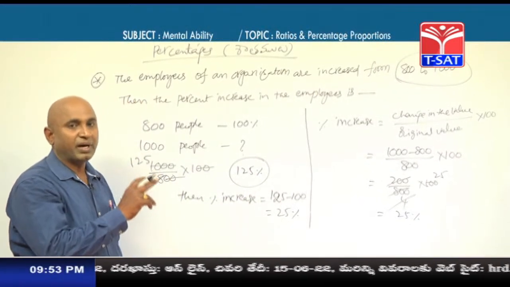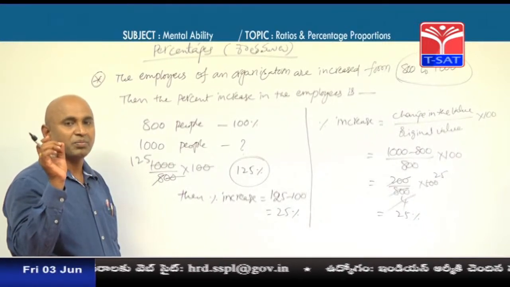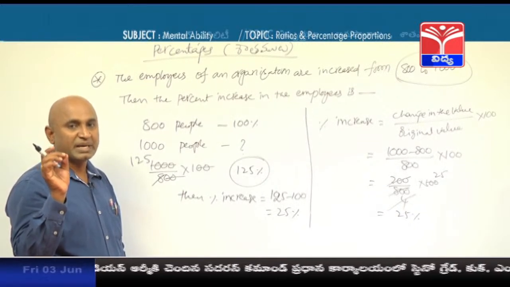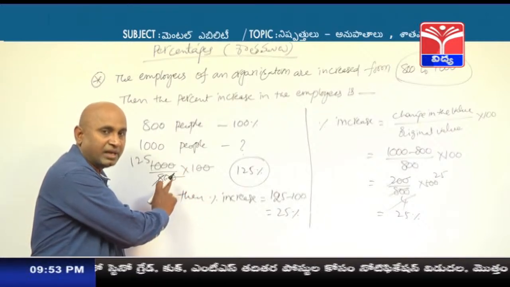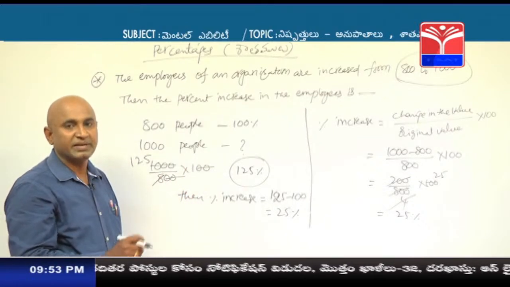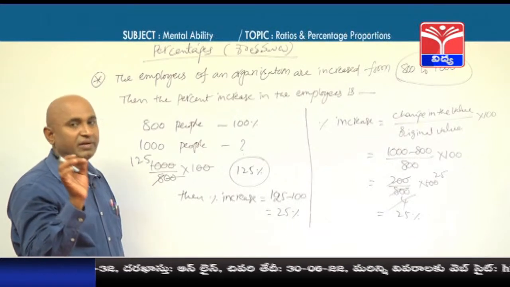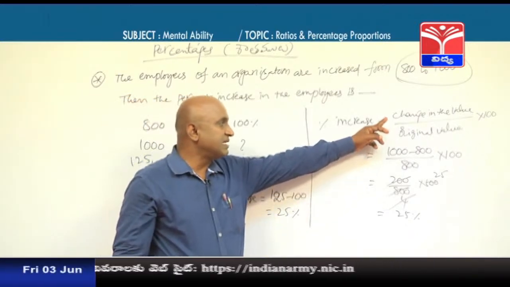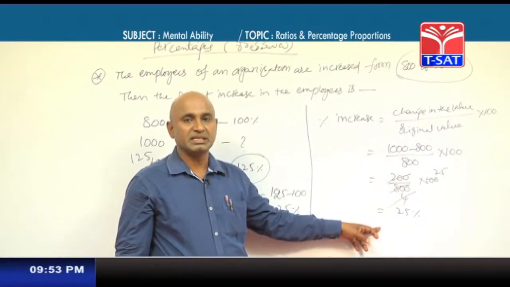This is the most important formula to remember. Why? Because most of the problems in data analysis, if they are given with respect to percentages, must be based only on this concept. That is why it is an important formula to remember. Percentage change, whether it is a decrease or an increase, is equal to the change in the value by the original value into 100, which will give you the change in the percentage.